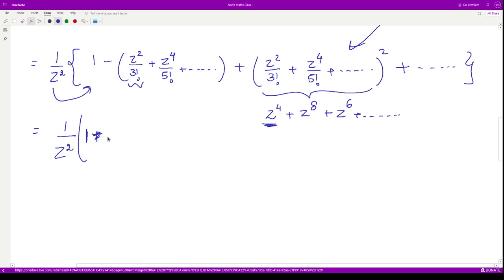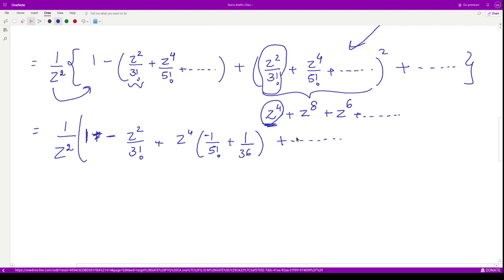So this thing would be 1 minus, from here this term would be as such, right? And then the minimum term in the second expression would be that of this one. So we can collect z raised to power 4 terms. The first one is appearing over here, 1 by 5 factorial, and the second one with a negative sign obviously, and the second term here would be the square of this quantity. So the square of this quantity would be, 3 factorial is 6, so that would be 36, right? And terms z to the power 6 and so on, right?